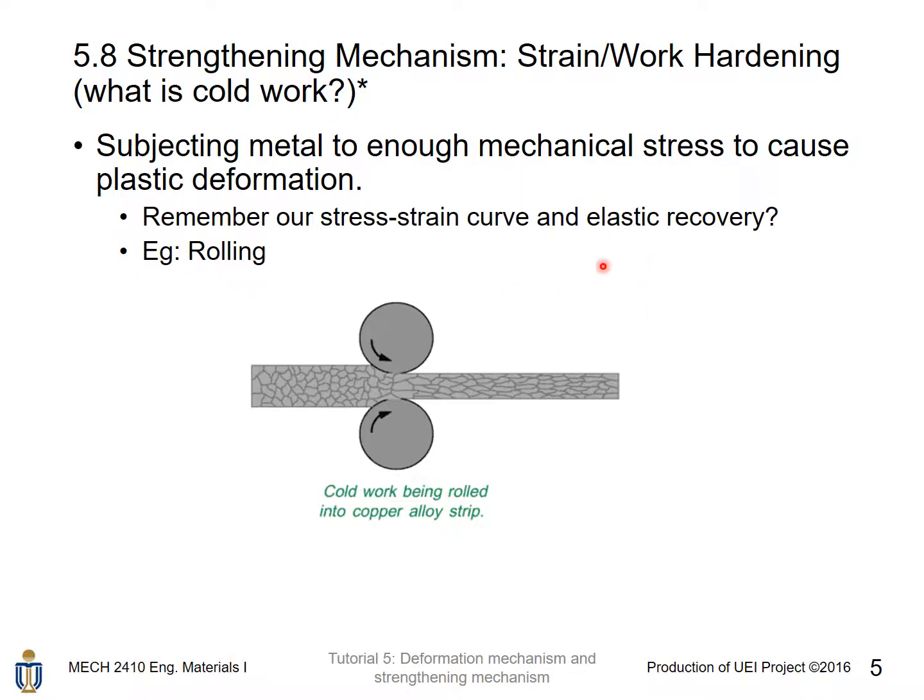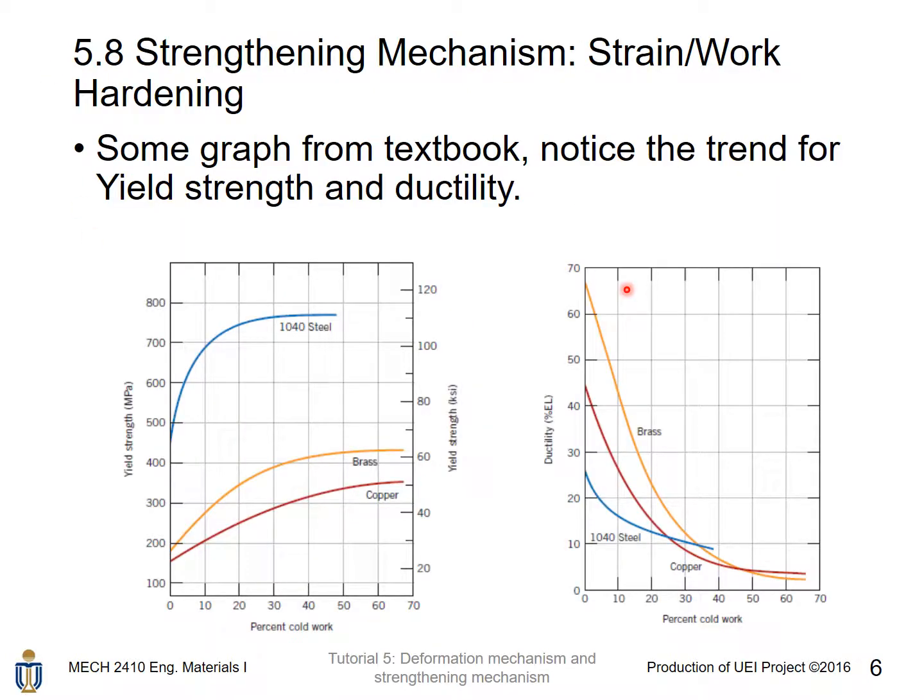So what is cold work? Basically, it subjects the metals to enough mechanical stress to cause plastic deformation. And if you still remember our stress strain curve and elastic recovery, you can see the relations in the stress strain curve, and you can see that the yield stress is actually increased. And one process to do cold work is rolling. Strain work hardening.